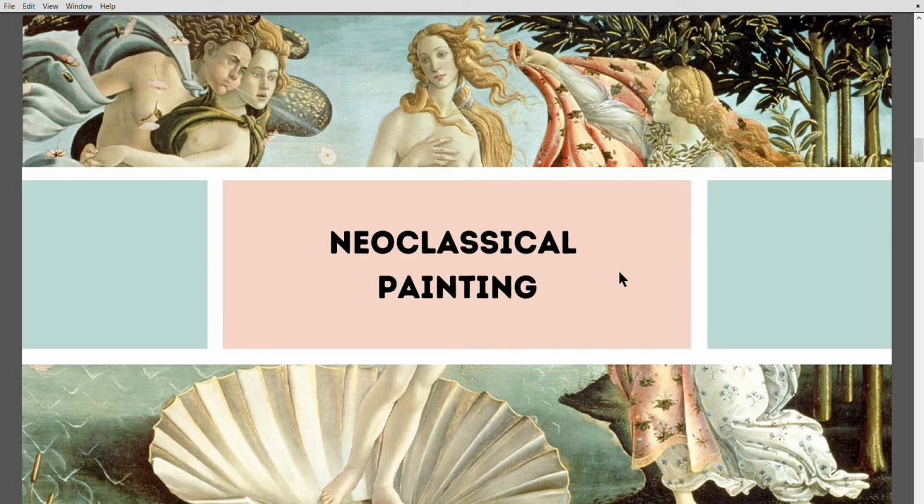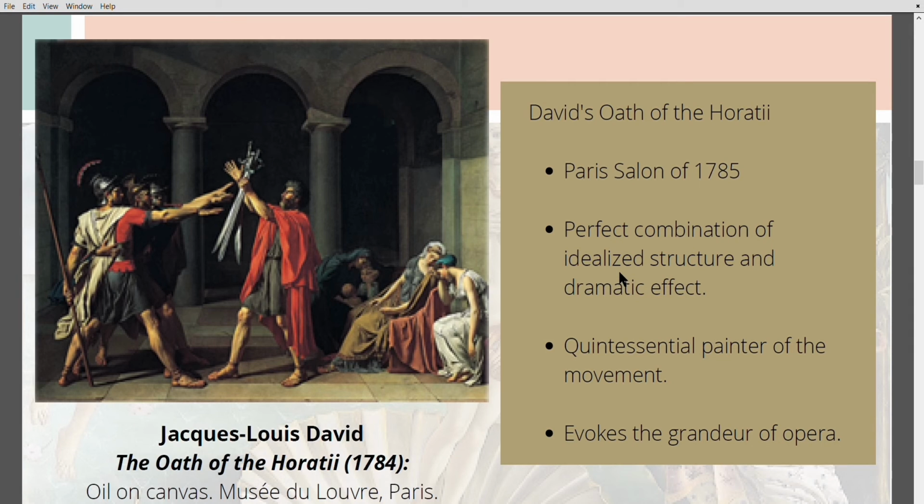Neoclassical painting. Neoclassical painting gained new momentum with the great success of David's Oath of the Horatii at the Paris Salon of 1785. The painting was commissioned by the royal government and was created in a style that was the perfect combination of idealized structure and dramatic effect. The painting created an uproar, and David was proclaimed to have perfectly defined the neoclassical taste in his painting style. He thereby became the quintessential painter of the movement.